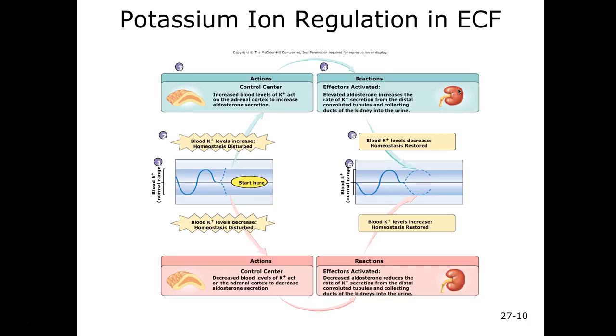Now, if we have the opposite happen, we are going to decrease our aldosterone secretion from that adrenal cortex in our adrenal gland. Remember, this is the party hat of our kidney. And then we stop or decrease the aldosterone within our distal convoluted tubule and collecting duct, and that causes it to kind of salvage the potassium that we have, and our homeostasis level is returned back.